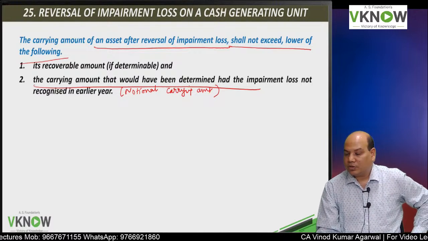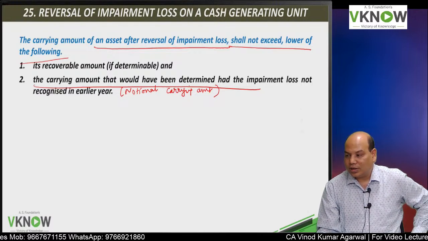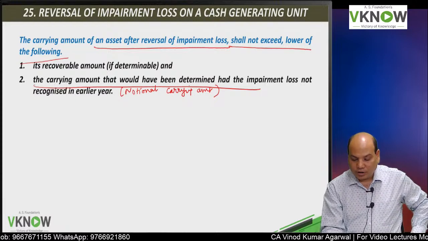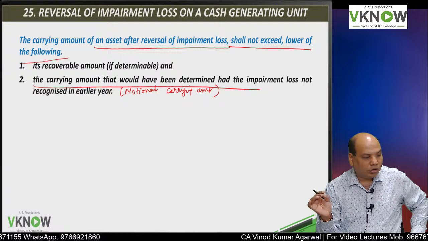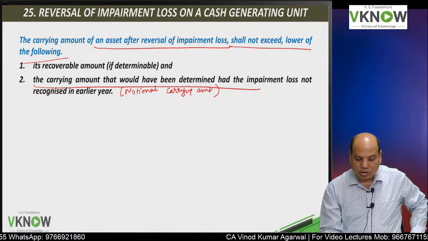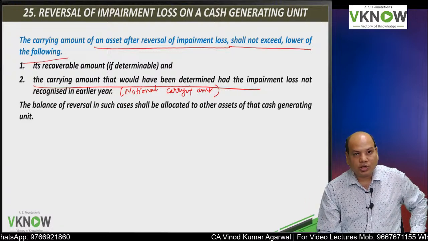Is it right? That I will call notional carrying amount. So after reversal, the carrying amount should not exceed the lower of the two: impairment recoverable amount and notional carrying amount.